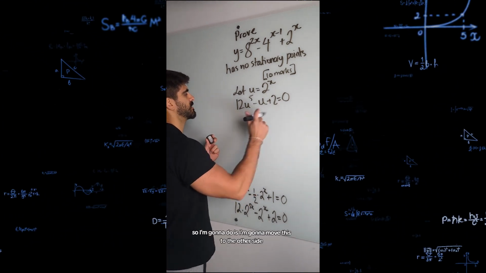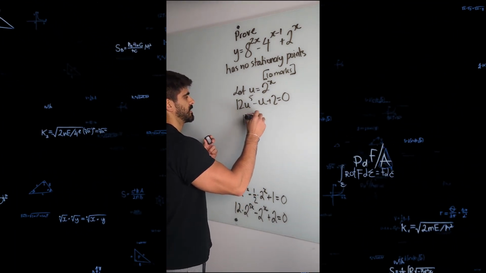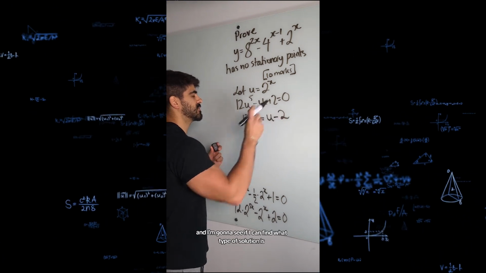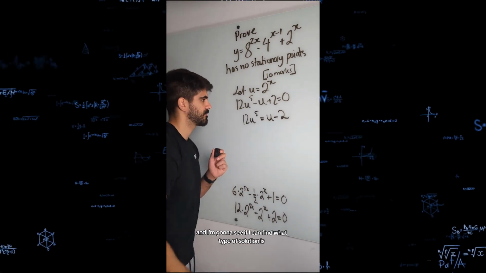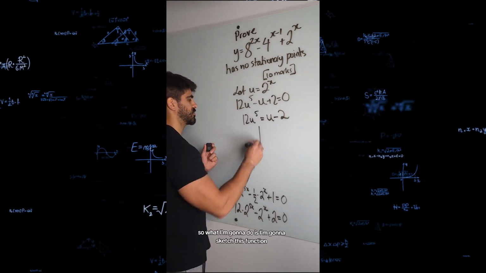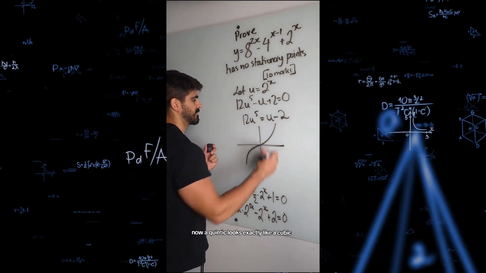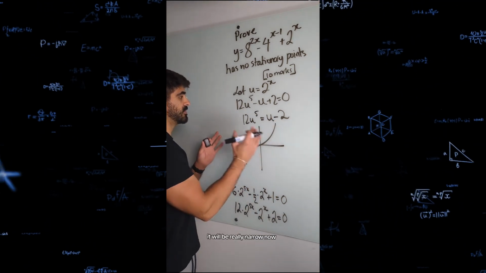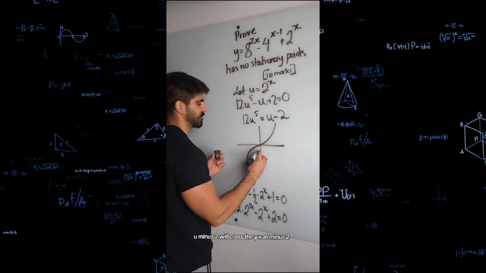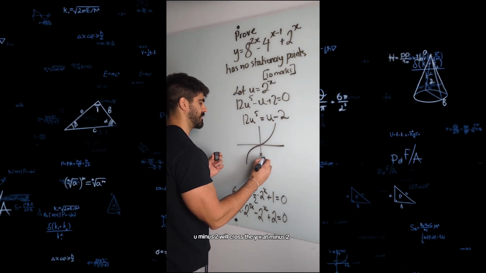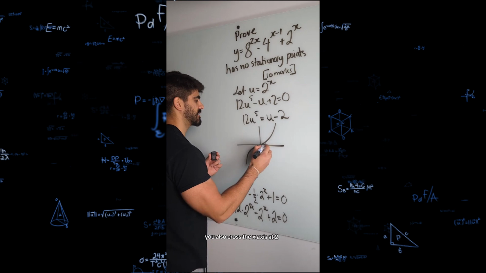So what I'm going to do is move this to the other side, and see if I can find what type of solution it is. So I'm going to sketch this function. Now a quintic looks exactly like a cubic, like this. In fact, it will be really narrow. Now u minus 2 will cross the y-axis at minus 2. It will also cross the x-axis at 2.